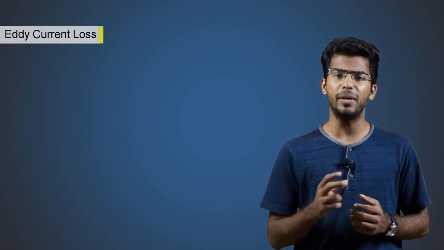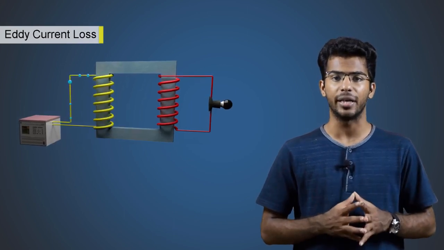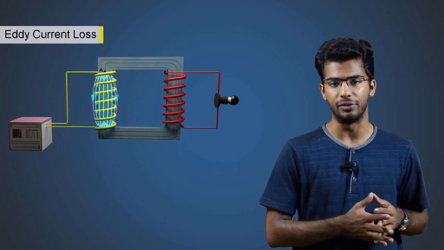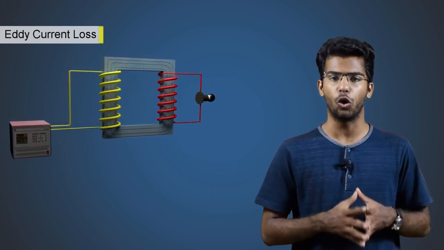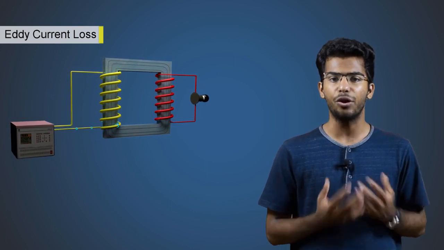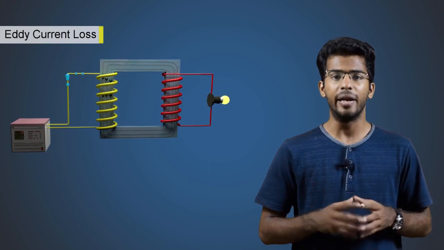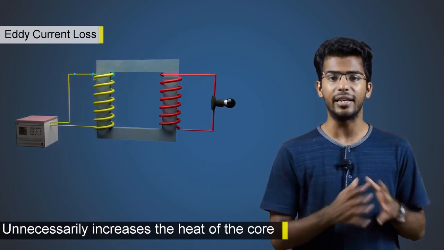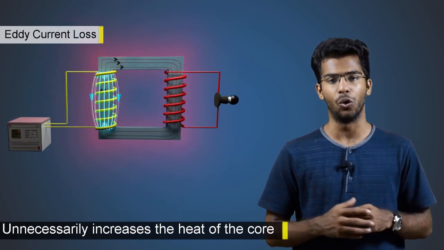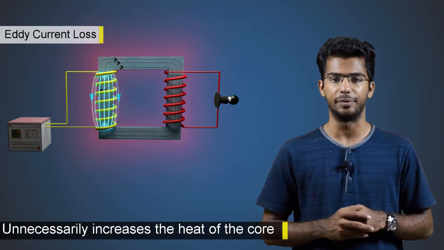As the core experiences a changing magnetic field, it is capable of producing an EMF by itself. Due to this EMF, a current will be generated in the core. This current is not useful and does not aid our electrical transmission. It is trapped inside the core and unnecessarily increases the heat of the core. This will affect the transformer's efficiency.